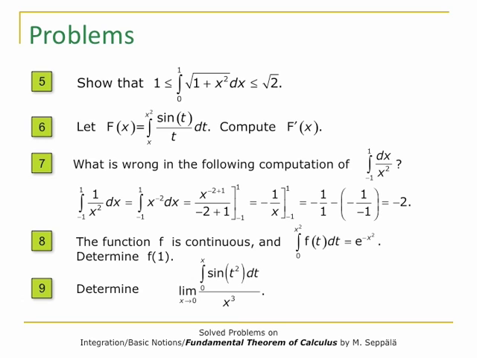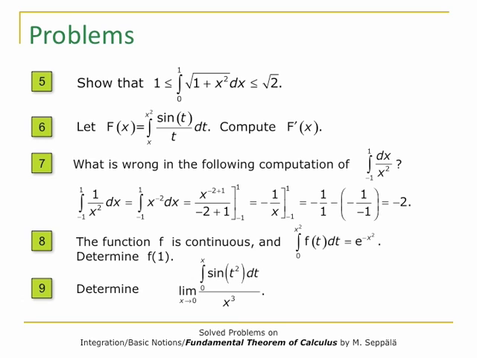In problem 6, we define the function capital F by setting capital F at x equals the integral from x to x squared of sine of t divided by t dt, and our task is to compute the derivative of this function capital F. In the seventh problem, we ask what is wrong in the following computation of the definite integral from negative 1 to 1 of dx divided by x squared.